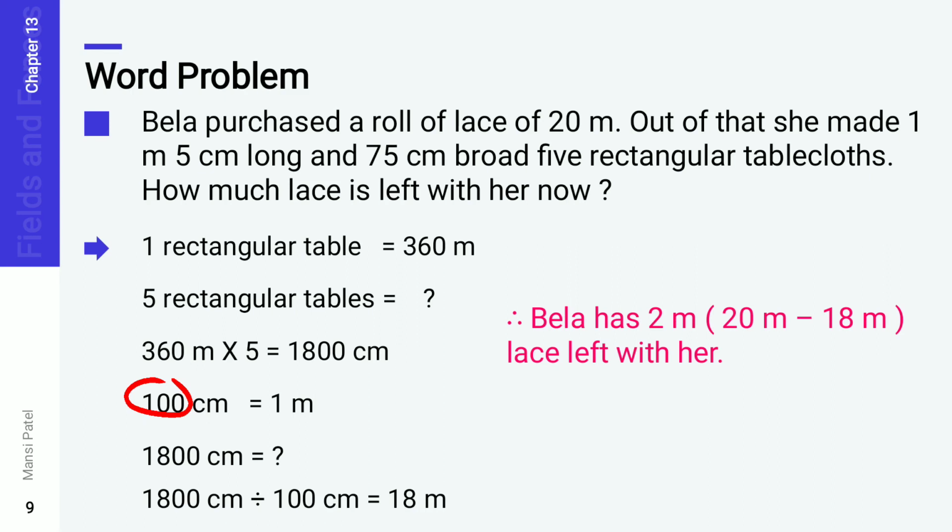How is this 2 meter coming? From the total length of lace, from this 20 meter we have to subtract 18 meter. So from this total length we are subtracting the lace which is used in 5 rectangular tablecloths, that is the 18 meter.